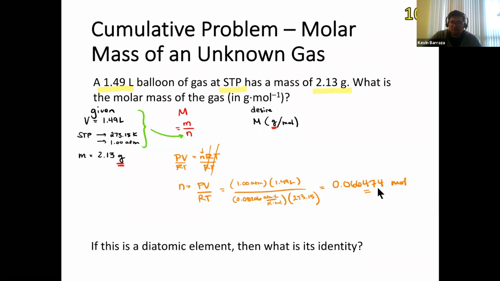So notice I went 2 more. And then that means the molar mass is mass over moles, which is 2.13 grams per 0.066474. Marking my sig figs, that comes out to 16 point... Oh, no, I'm sorry, it doesn't. It comes out to 32.